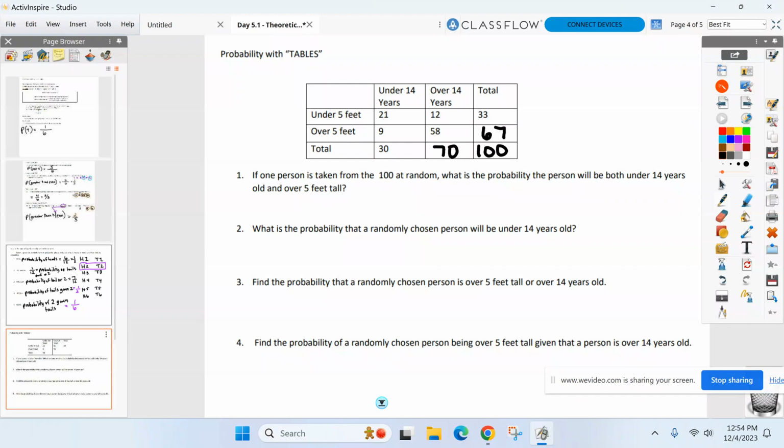All right, let's see what you got. What's the probability the person will both be under 14 years old and over 5 feet tall? I've got the and there, so both of those have to happen. So now I look at the table for under 14 and over 5 feet tall. Kind of looking for the intersection, right? Because they both have to happen at the same time. Under 14 and over 5 feet, how many you got? 9 out of 100, there you go. I don't need to do any notation here. We'll just keep it as the answer.